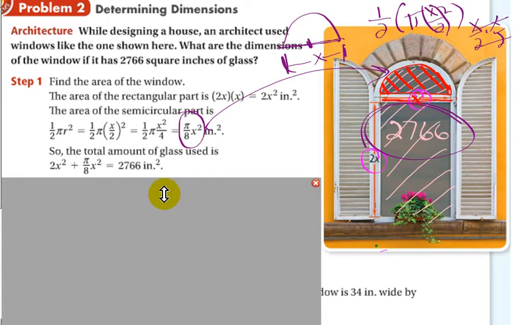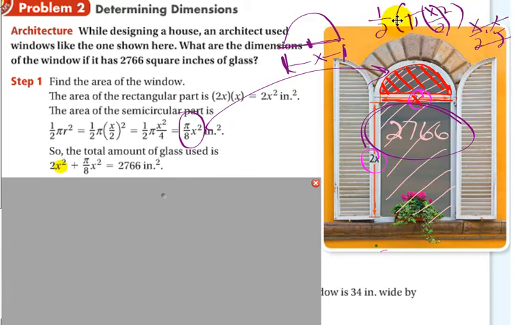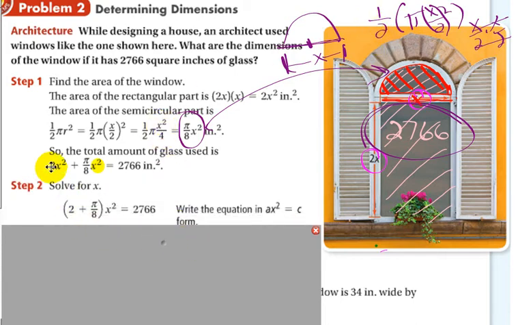So now we've got an equation we can work with. And they do have something in common. They have an x squared in common. So we can factor that out. By regrouping, we can rewrite that as 2 plus pi over 8 times x squared is equal to 2,766. Now, do we have an ax squared equals c? Yes, we do. So this is our a, 2 plus pi over 8, x squared equals c.